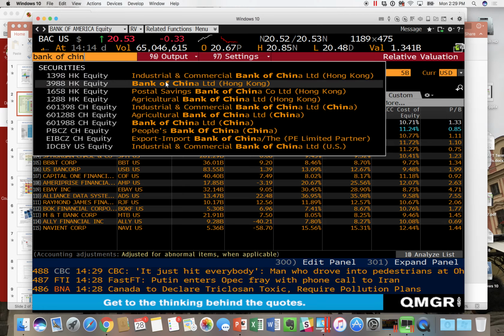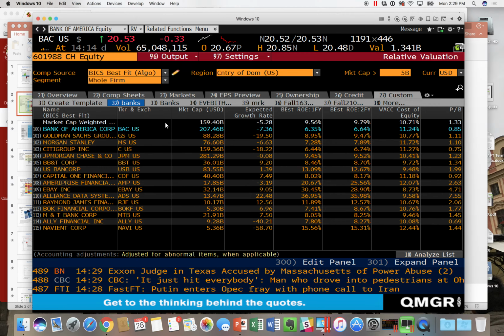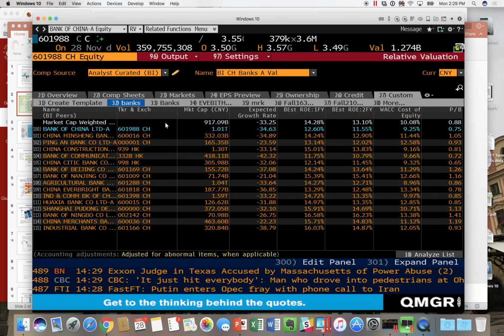Oh, where are they? Bank of China, here they are. 60198. Basically what you see is the Chinese banks have a 14% return on equity falling to 13%. So Chinese banks are still earning much higher returns because of all that growth they've had. But what's interesting is the price to books have fallen below 1.